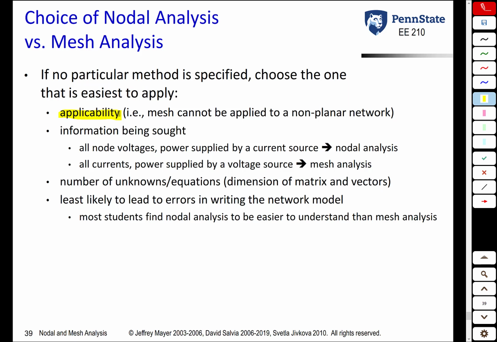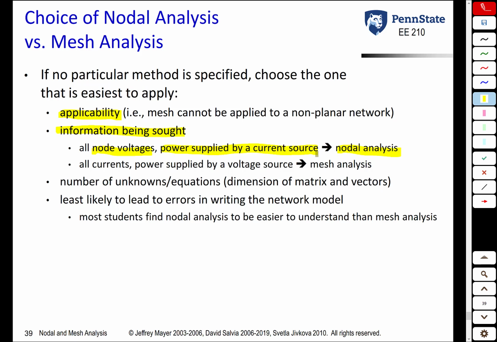Second thing you want to look at in deciding which algorithm to use is what you're ultimately looking for, so the information that's being sought. Obviously, if you're looking ultimately for node voltages, you get those directly using nodal analysis. So if you're looking for node voltages, nodal analysis makes more sense. Likewise, because you can find voltages very easily in nodal analysis, suppose you want to find the power supplied by a current source. You know the current through a current source already, it's a given, and the voltage across the current source is easy in nodal analysis. So if you want to find power supplied by a current source, nodal analysis makes more sense.